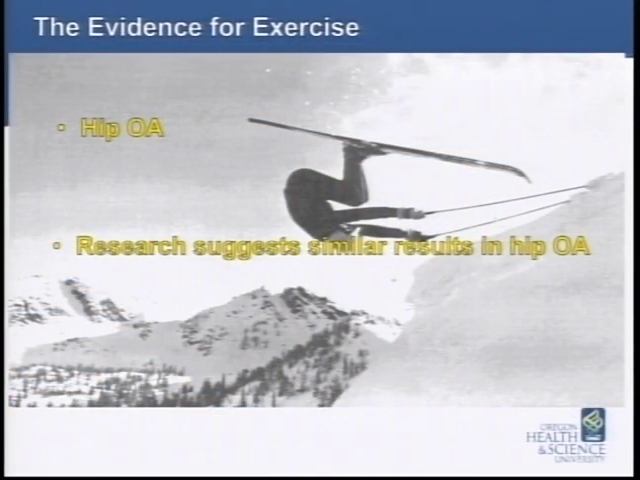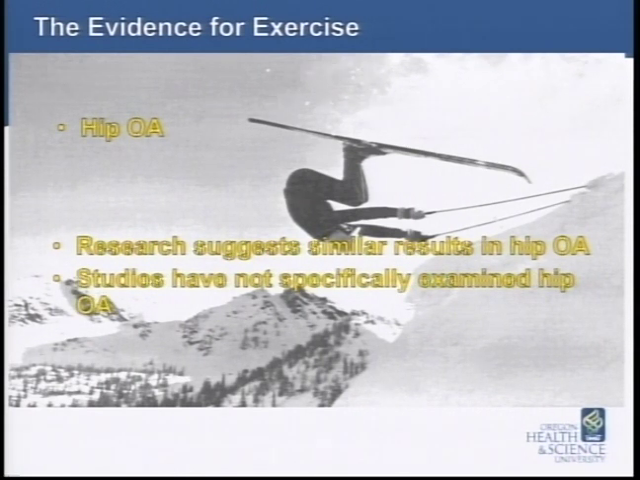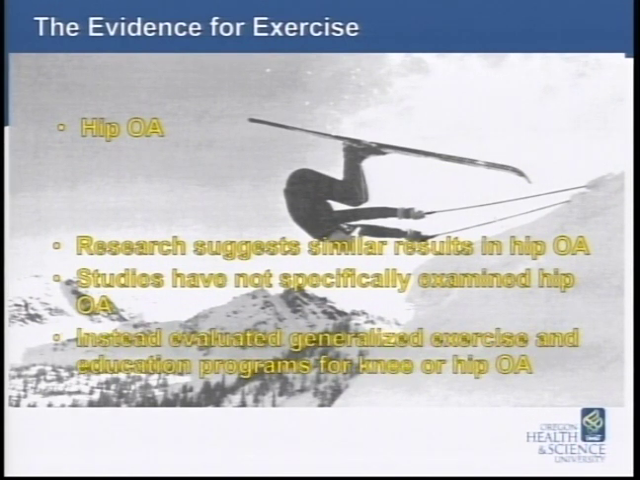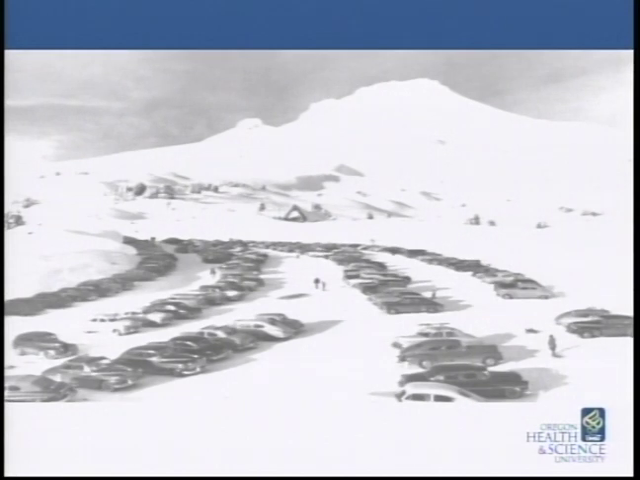Hip osteoarthritis, we don't have as many good studies. It suggests similar results for hip osteoarthritis, but most of the studies look at knee and hip together. So we have a hard time teasing out the hip arthritis versus the knee arthritis. And these weren't quite as well controlled in terms of what they did with the exercise program. These were more generalized exercise and education programs.